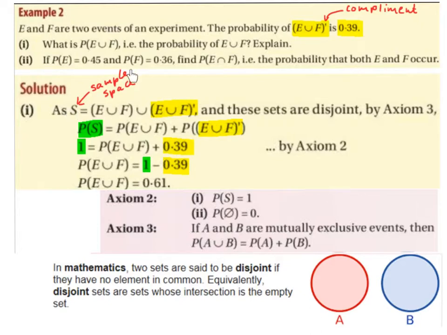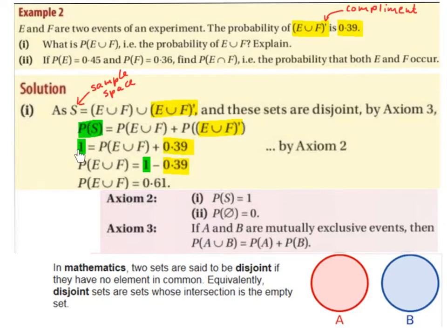The sample space S is equal to E union F union the complement of E union F, and these sets are disjoint by Axiom 3. Remember, Axiom 3 states that if A and B are mutually exclusive events, then the probability of A union B is equal to the probability of A plus the probability of B. So the probability of the sample space is equal to the probability of E union F plus the probability of the complement of E union F. This comes from this axiom here.